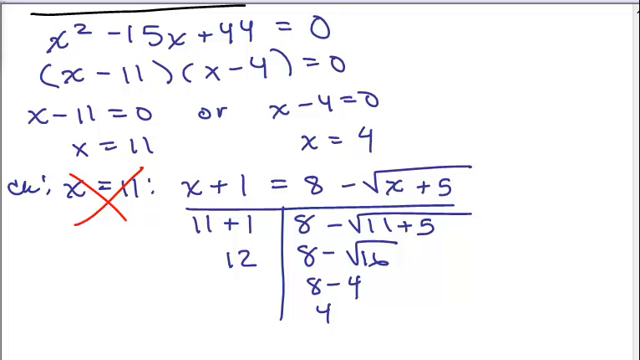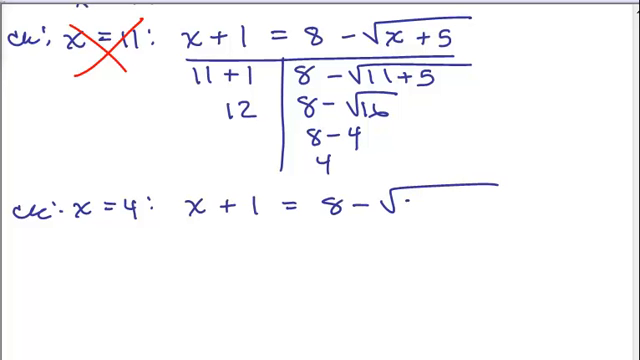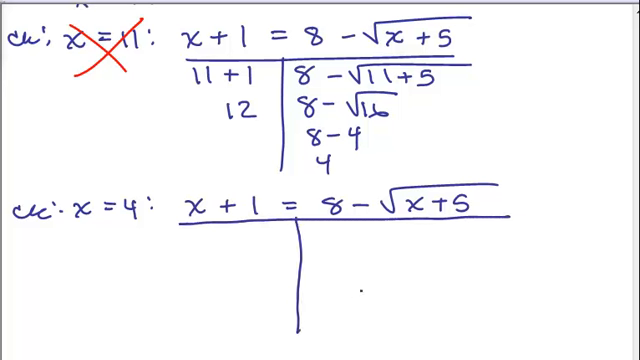So now let's check x equals 4. Again, you just write out the original problem. By the way, if it doesn't check, that's because when you square both sides, you get what's called an extraneous root. Even if you do all the problem correctly, you can come up with something that does not make the original equation true. So let's put in 4 and see what happens.